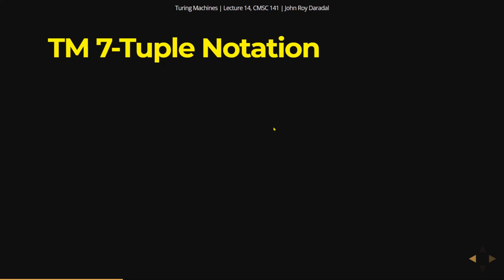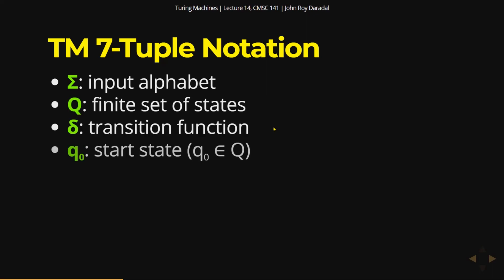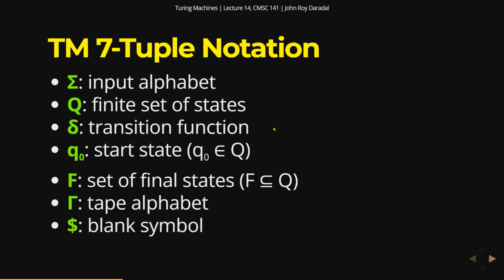Let's now look at its 7-tuple notation. What are the 7 things that make up the Turing machine? First is sigma, which is the input alphabet. Q is the finite set of states. Delta is the transition function. Q sub 0 is the start state. F is the set of final states. Gamma is the tape alphabet, the symbols that are written on the tape. And dollar is the blank symbol, which represents blank on the tape.